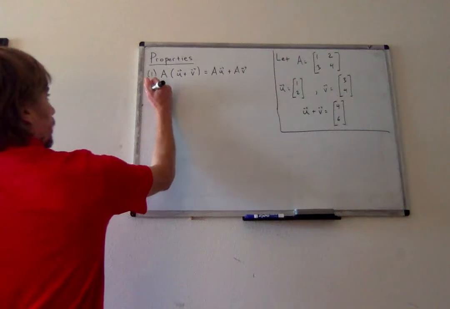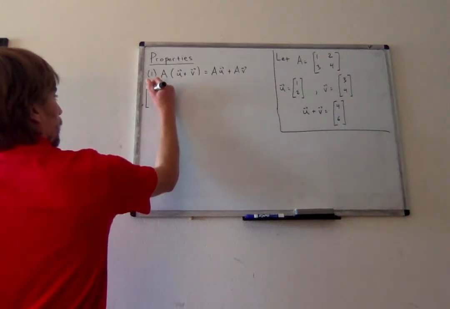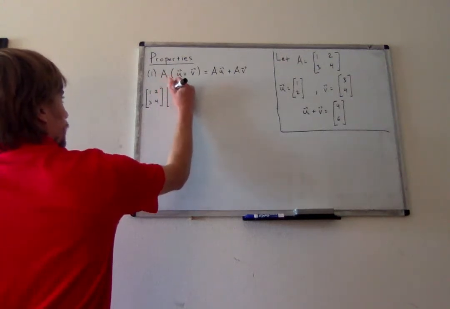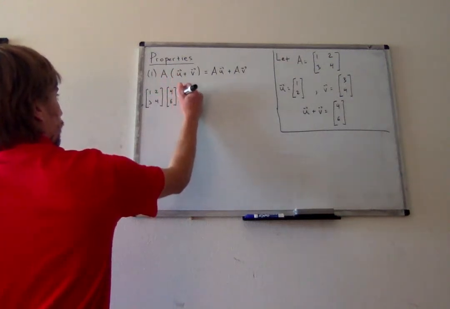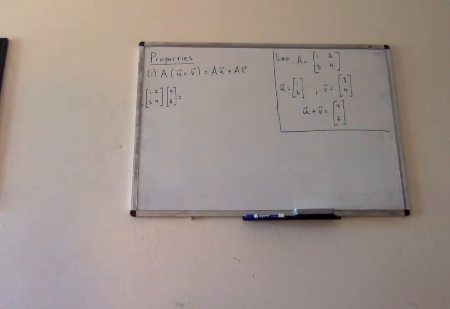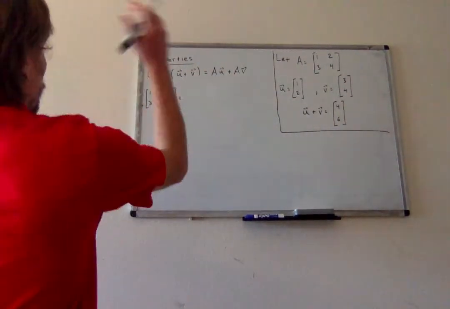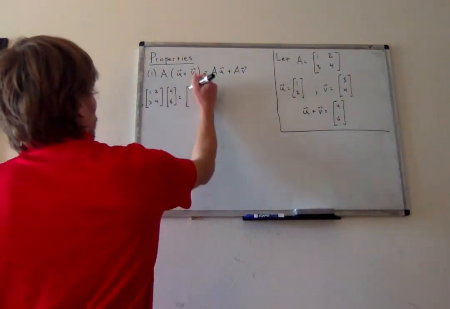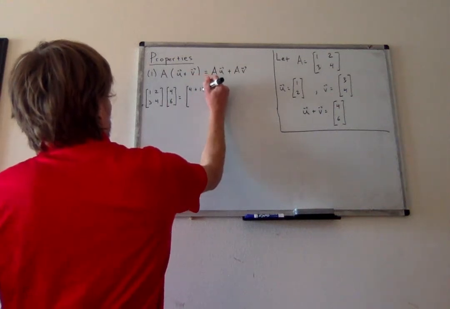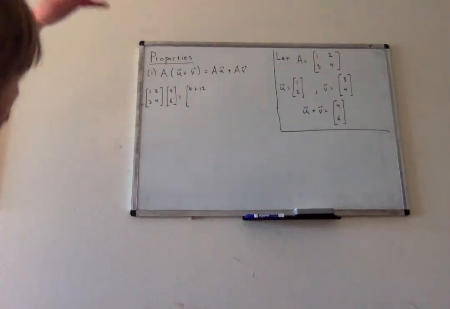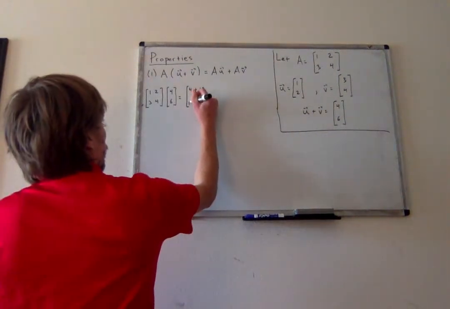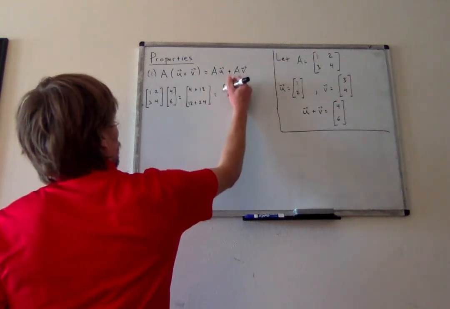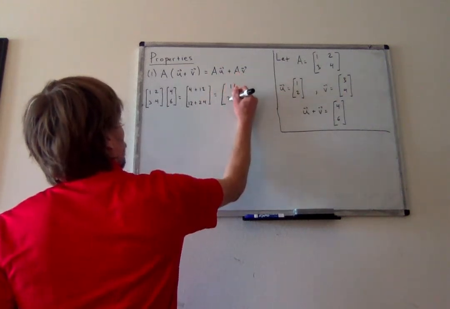All right, so A times u plus v is equal to 1, 2, 3, 4 times 4, 6. Now I'm going to do my matrix vector dance. So row 1 with the vector, I get 4 times 1 plus 2 times 6. Row 2 with the vector, I get 12 plus 24. And so this is equal to 16, 36.